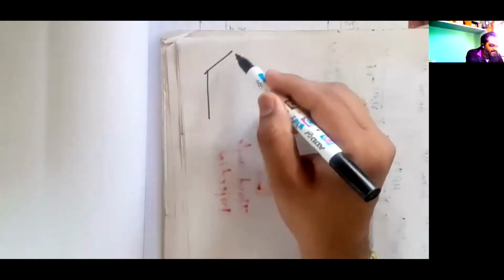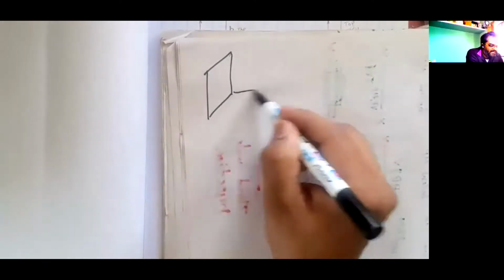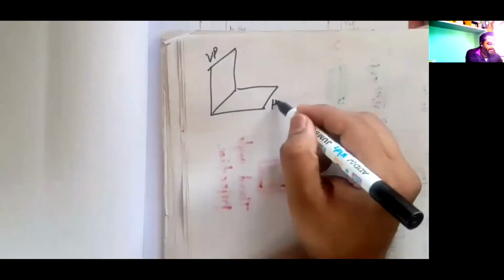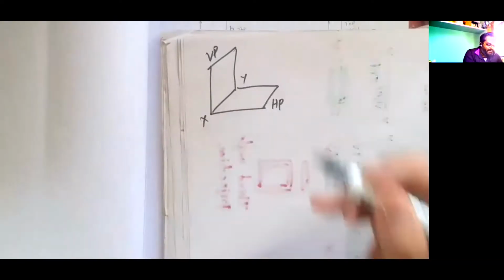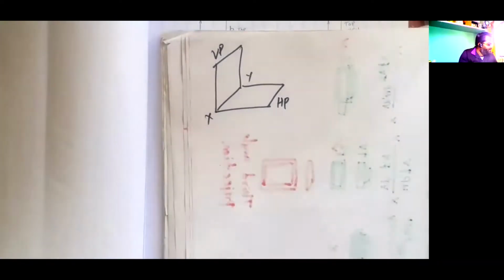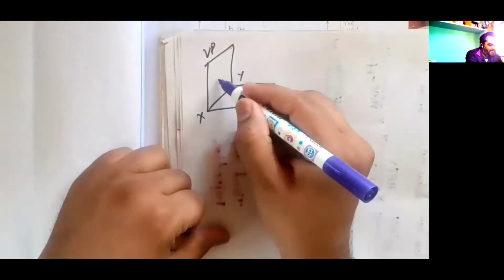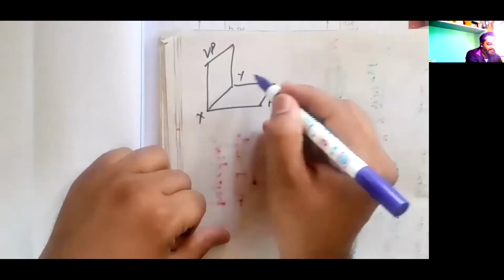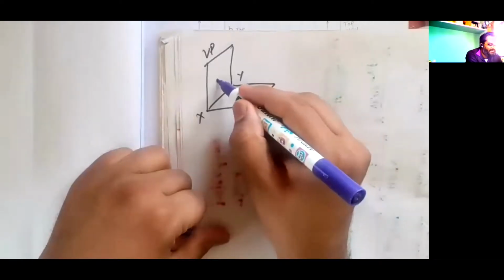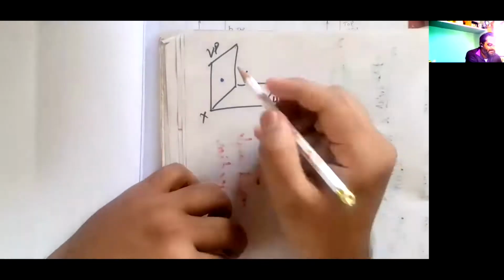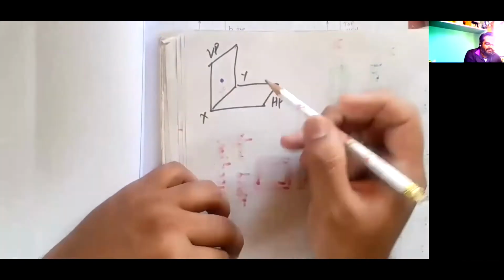to represent the first quadrant three-dimensionally like this. So this is VP and this is HP. This is XY. So a point is somewhere at a distance of 20 mm above HP and it is not in front of VP, it is in VP, somewhere here. So this distance is 20. This distance is 20. So where will be the top view?